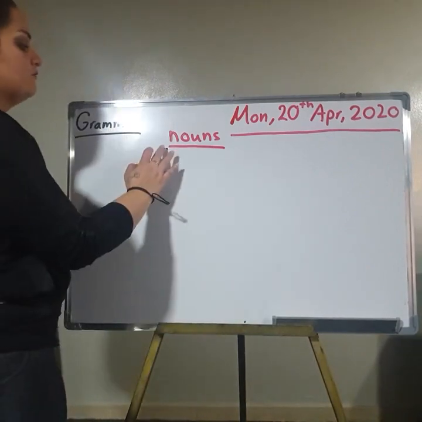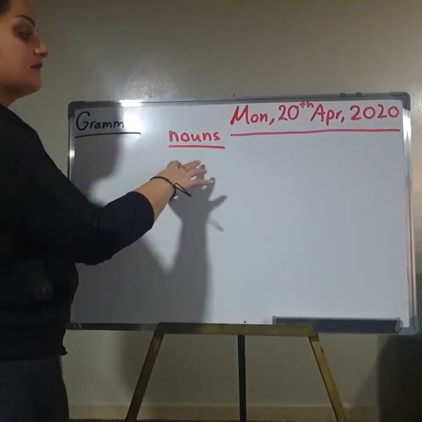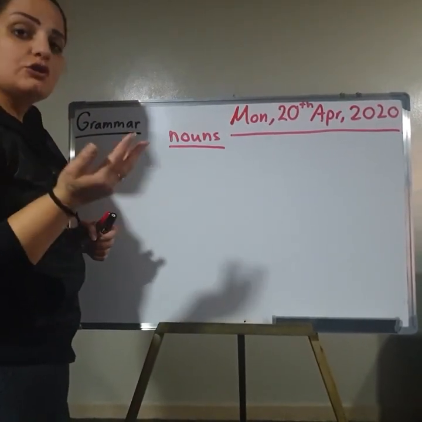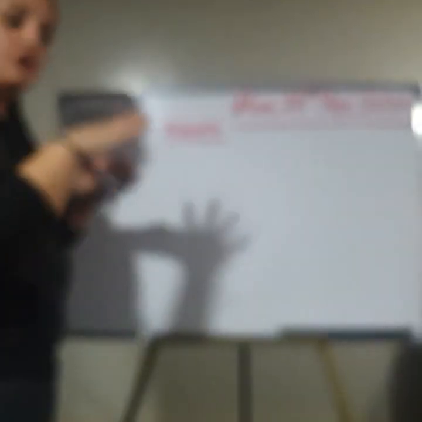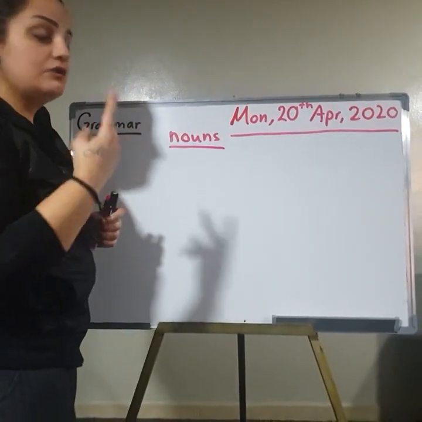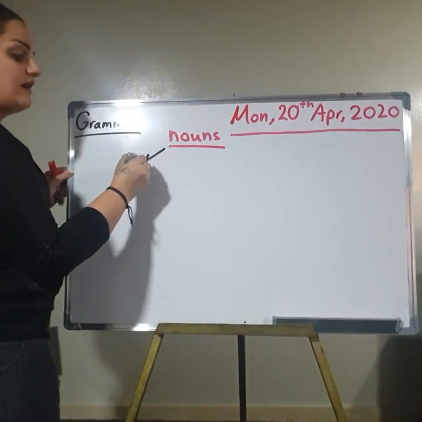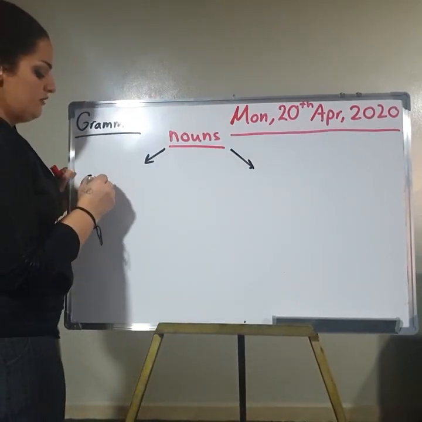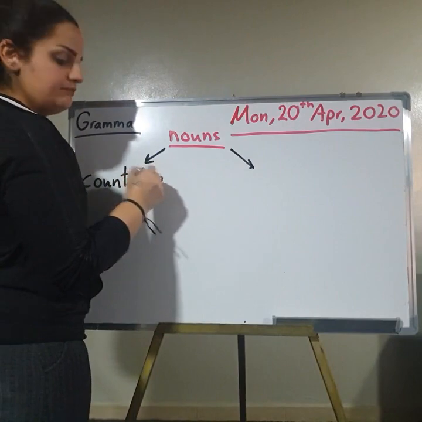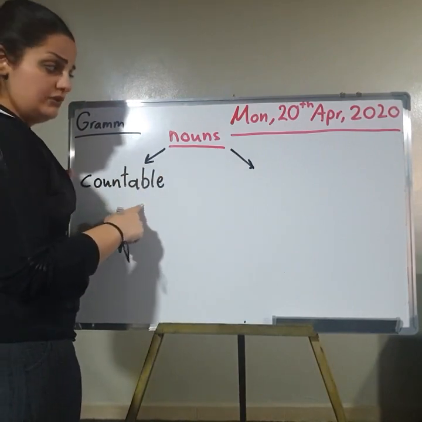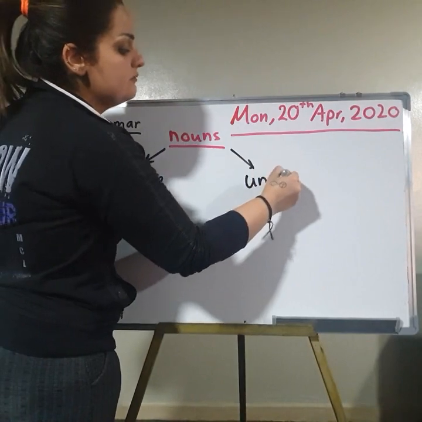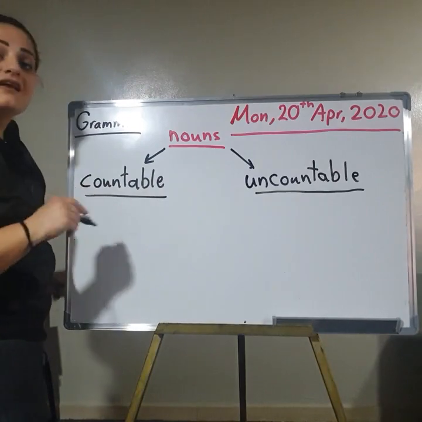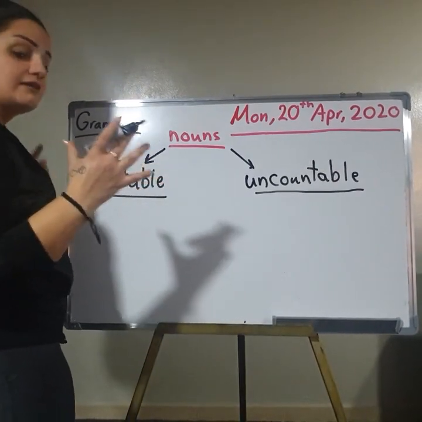Today in our grammar lesson we will talk about nouns. I can classify nouns into two kinds depending on the plural, or how to change them from singular to plural. So I can classify them into two kinds: the nouns that I can count and the nouns that I cannot count. So I call them countable nouns. I can count them by 1, 2, 3, and the uncountable nouns. It means the nouns that I cannot count. I cannot count their number.